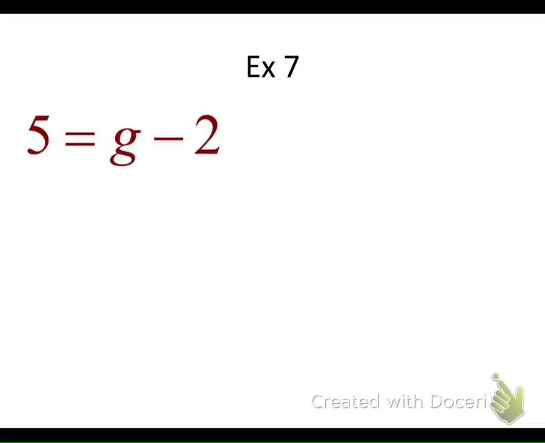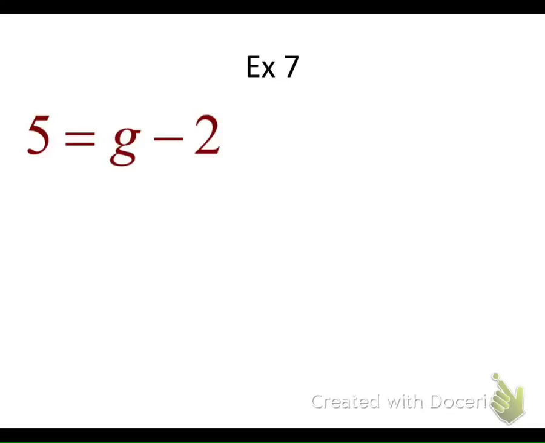Okay, now this equation is going to be different. We have 5 equals g minus 2. So this time they put the variable on the right side of the line of equality. That's okay. We're going to keep that variable on the right side. We're not going to move it to the left side. We're going to keep the variable on the side that it starts at.